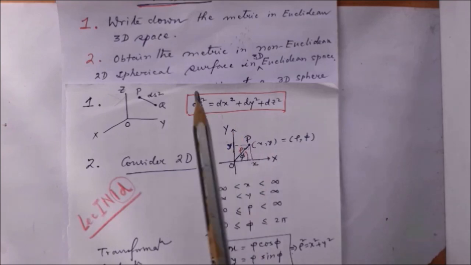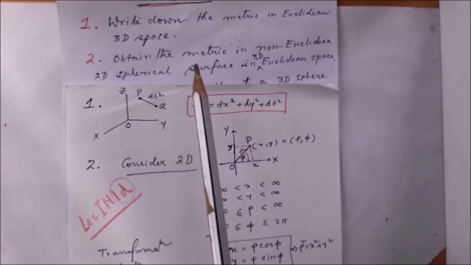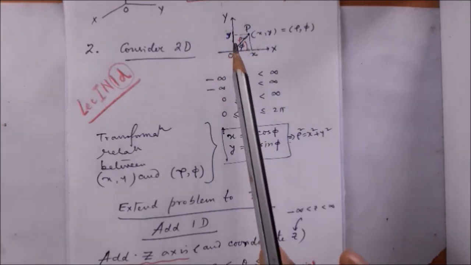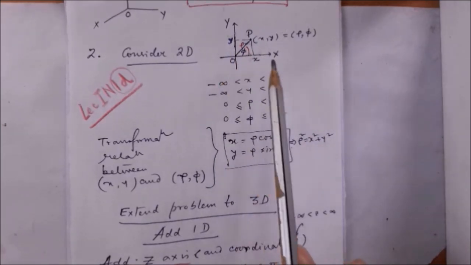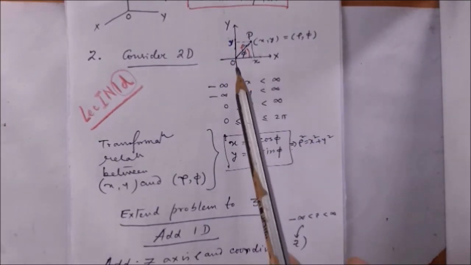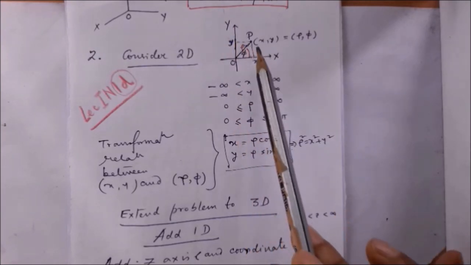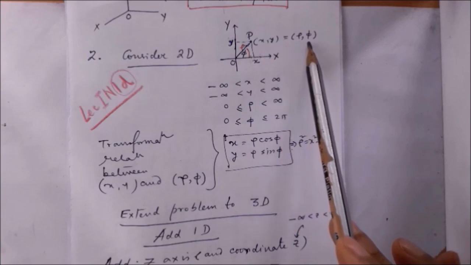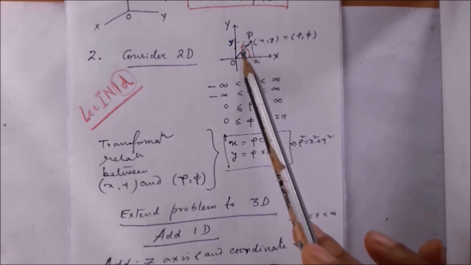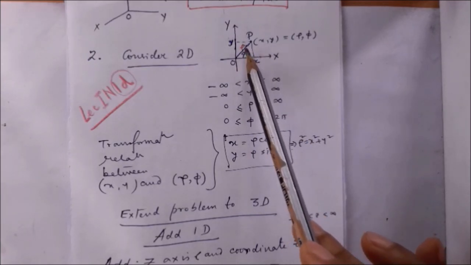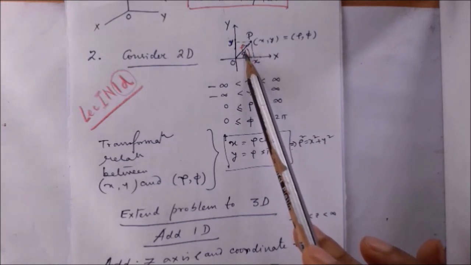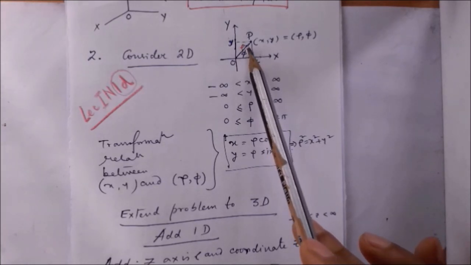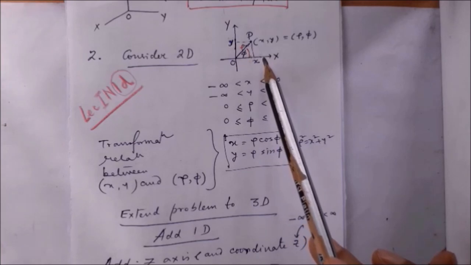And we are asked in this problem to derive that metric. Let us start with a 2D coordinate system. This is the x-axis, this is the y-axis. A point in this plane is P, having Cartesian coordinates x, y and plane polar coordinates rho, phi. This length OP is rho and this angle is phi, which is measured in the anticlockwise sense from the x-axis.